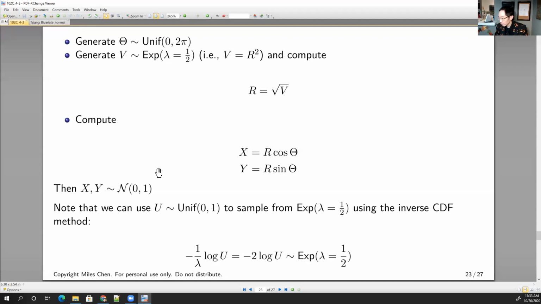Okay, and so if we need to generate values from an exponential distribution, we can do that using the uniform distribution. With uniform 0, 1, if you use the inverse CDF method, you can generate exponential values by basically taking the log of it, right? Negative of the log of a random uniform. So if you do that, then this will become an exponential distribution.